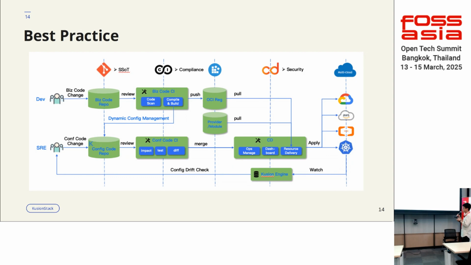Back to Xiaoming. Okay, so here is the best practice with Kusion we are running today at Ant Group. The upper part of the graph shows the conventional business application CI/CD pipeline, including the code review, building and publishing the OCI artifacts. And the bottom of this graph shows a pipeline concerning the configuration code written in KCL. KCL is another CNCF Sandbox project. It's a domain-specific language especially for configuration.